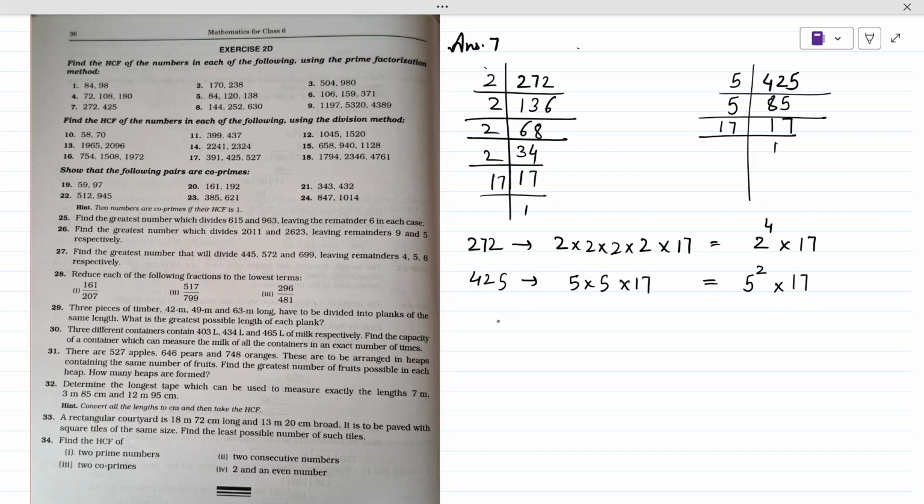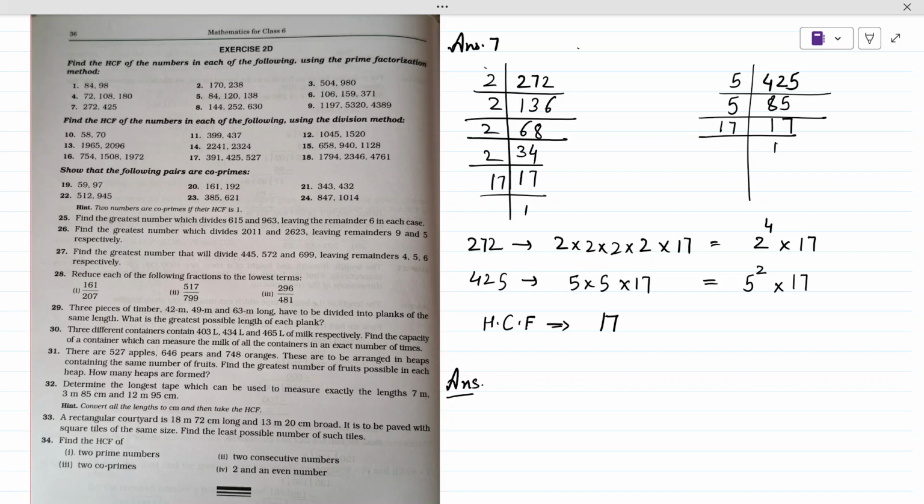Now what we have to do? Find the common factor, and then we will see what is the highest common factor. Or we can simply do it straight away. How we can find the highest common factor is, we have to take the least power of all the common factors. But in this case, we have only one common factor, that is 17. So our HCF is 17 here, straight. Now, I hope you have understood this.